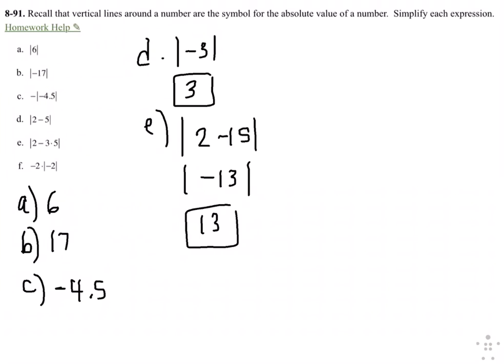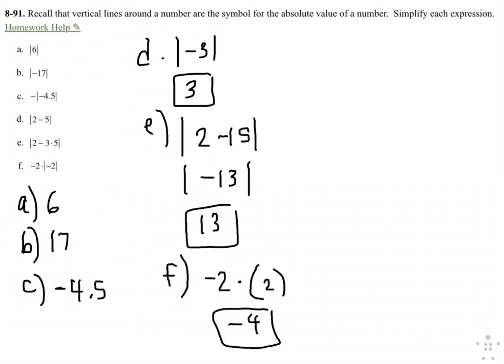And the next one, F, is negative 2 times the absolute value of negative 2, which is 2. Negative 2 times 2 is negative 4. So F comes out to be negative 4.